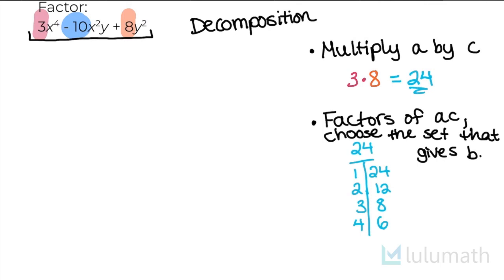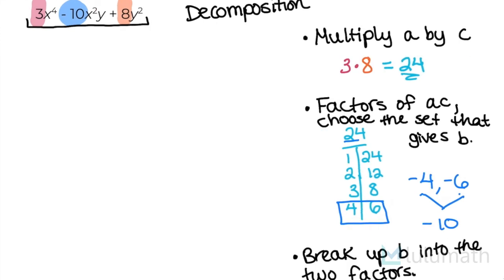So the only way that I can get a negative 10 from any one of these numbers here is from my 4 and my 6, because if I have negative 4 and negative 6, they multiply together to give me this 24 I'm looking for, but they add up together to give me negative 10. Then I need to break up this b value right here into the two factors that I chose.